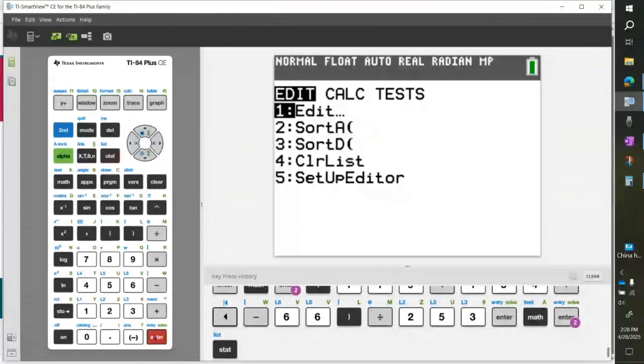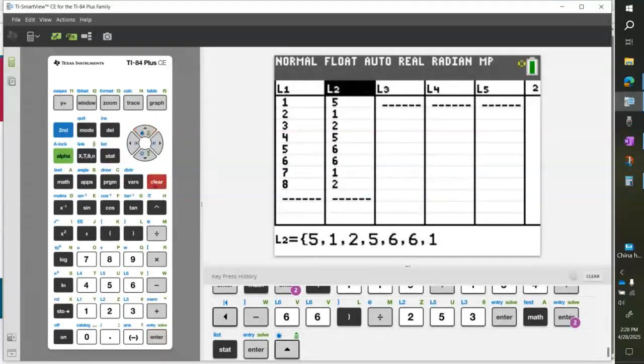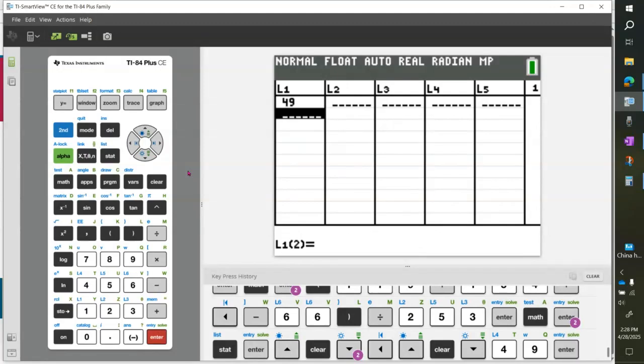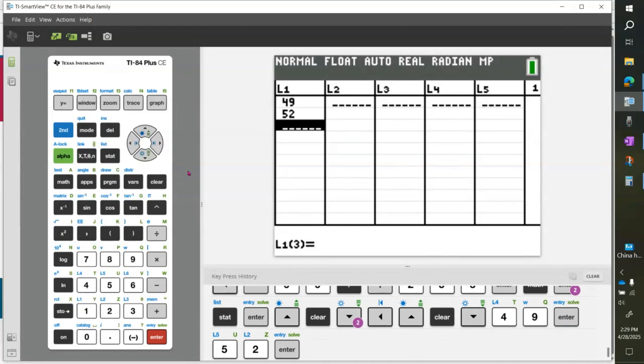Okay, stat, edit. I'm going to use L1 and clear it. Go up, clear, go down. Okay, it's going to take a little time, so bear with me. I go by column, then I have less chance to make a mistake. 49, 52. I go by column. Okay, 52. 49, 52, 53. That's the first column.